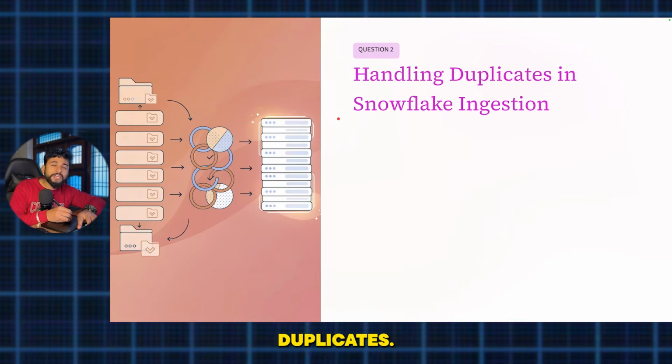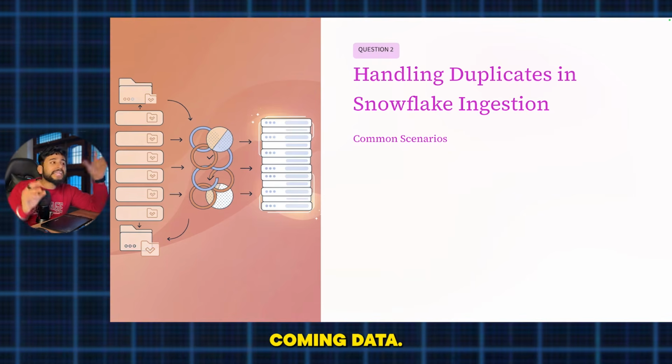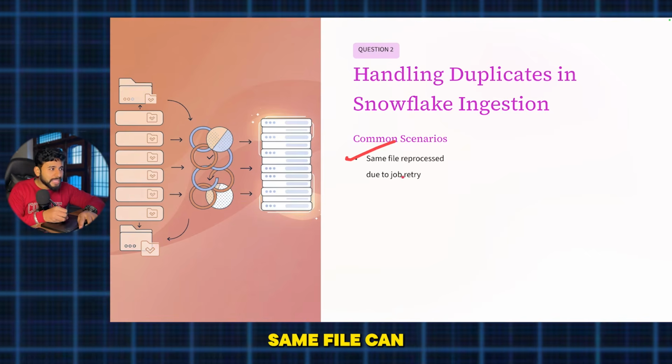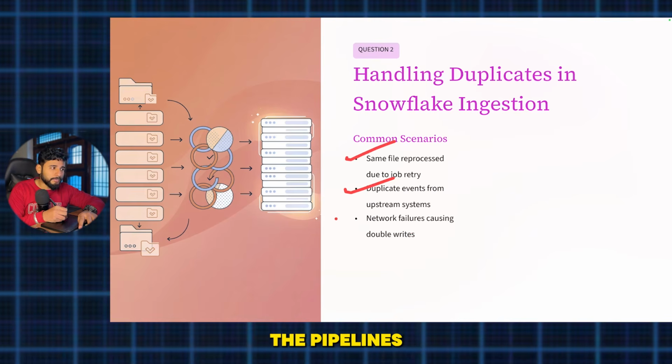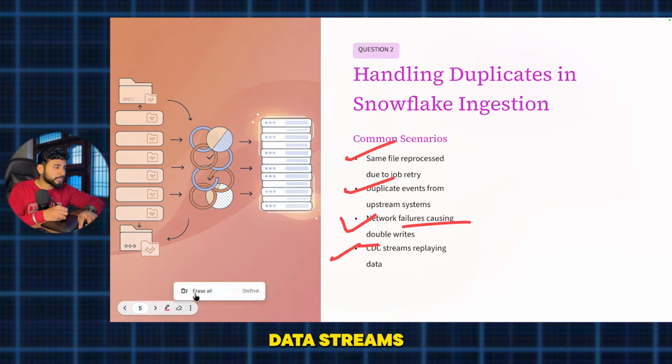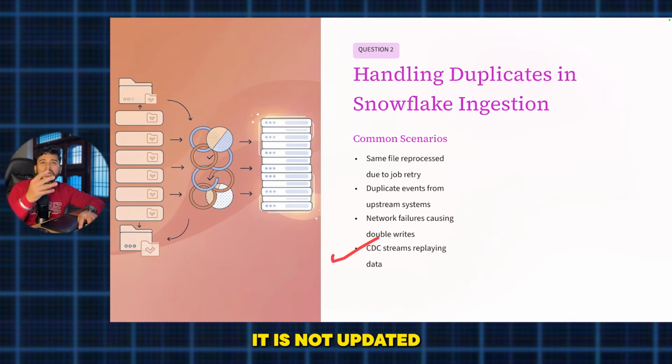Second question is handling duplicacy. Whenever you talk about duplicate data, how will you handle duplicate data coming in during Snowflake ingestion? This is a very common question, a very common scenario. First, the same file can be reprocessed at different times, which will eventually load duplicate data. Duplicate events can run in the system, pipelines can run 2 times. Network failure can happen, double writes can happen. CDC change data streams can be replayed 2 times, and that eventually loads duplicate data.